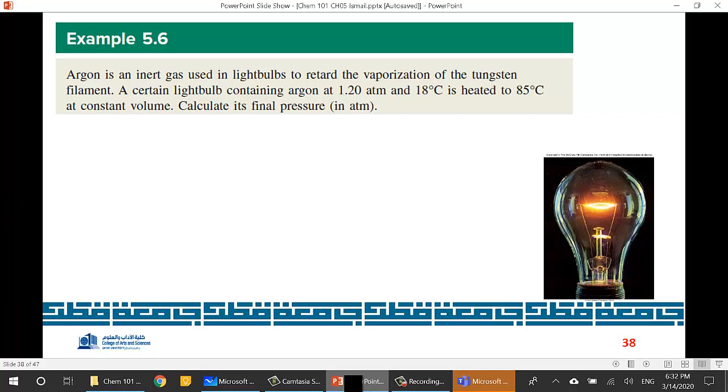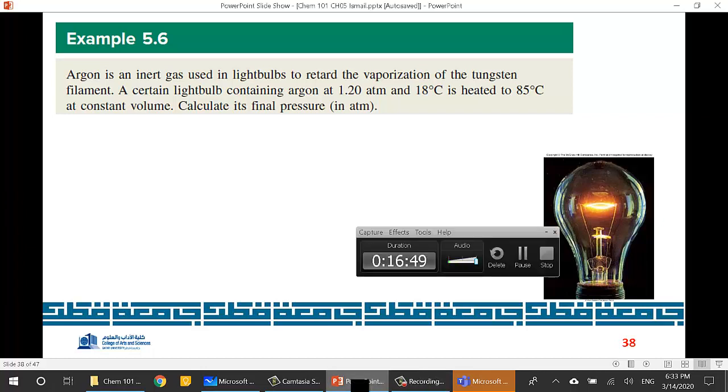Argon is an inert gas used in light bulbs to retard the vibrations of the tungsten filament. So a certain light bulb containing argon at 1.2 atmosphere and 18 Celsius. So I've been given a pressure and temperature. It is heated to 85 Celsius. The temperature is changing. This is not a constant temperature. And at constant volume. Okay, that's nice. So this is at constant volume. Calculate the final pressure. So again, this is a type of question where you can use that equation, P1 V1 over T1 equals P2 V2 over T2, and either it is constant temperature, constant volume, or constant pressure, or maybe everything is changing. But this is a situation where you have a constant volume.